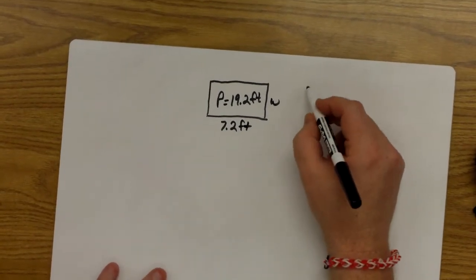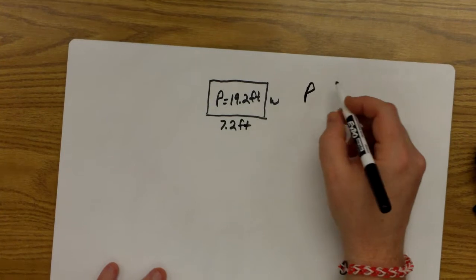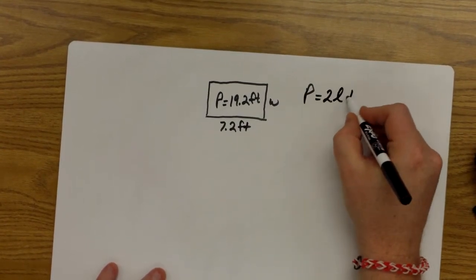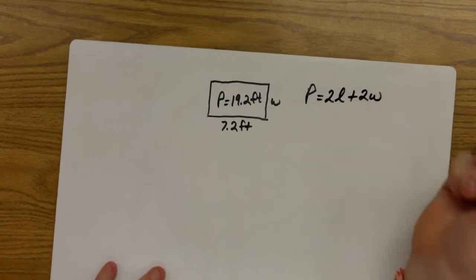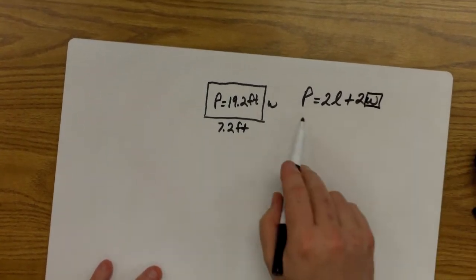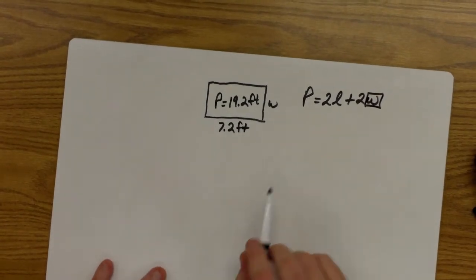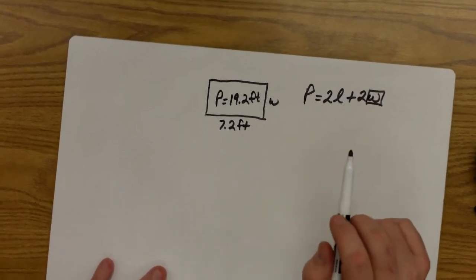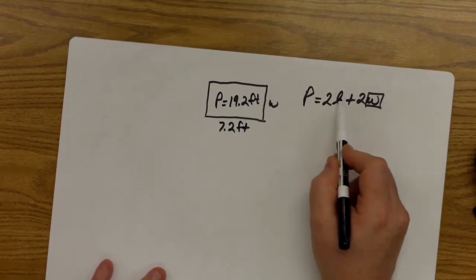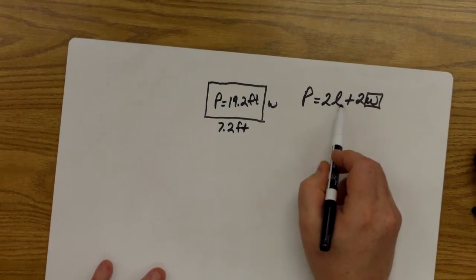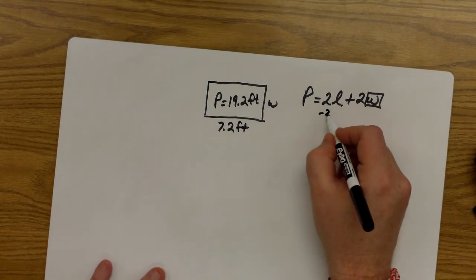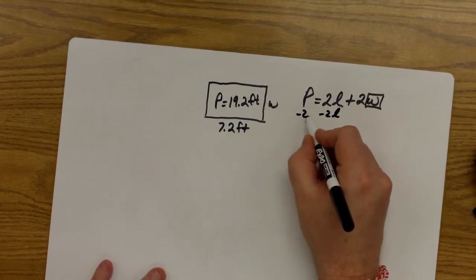Okay, we'll start with the perimeter formula for a rectangle. So the perimeter is equal to 2 times the length plus 2 times the width. And we want to solve for the width. So I'm going to rewrite this equation so that W is by itself. So I'm solving for W. Any terms that do not have a W in them, I need to move to the other side. Well, 2L does not have a W, so I'm going to get rid of that by minusing the 2L from both sides.